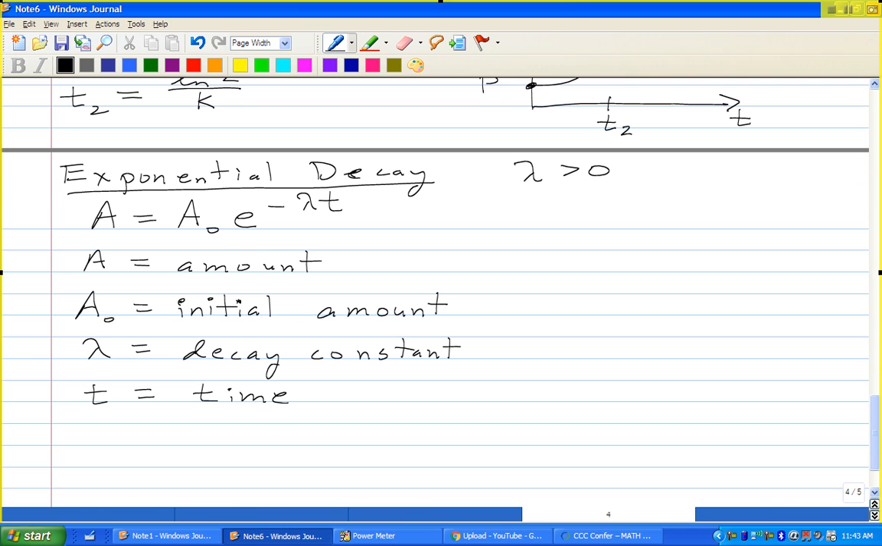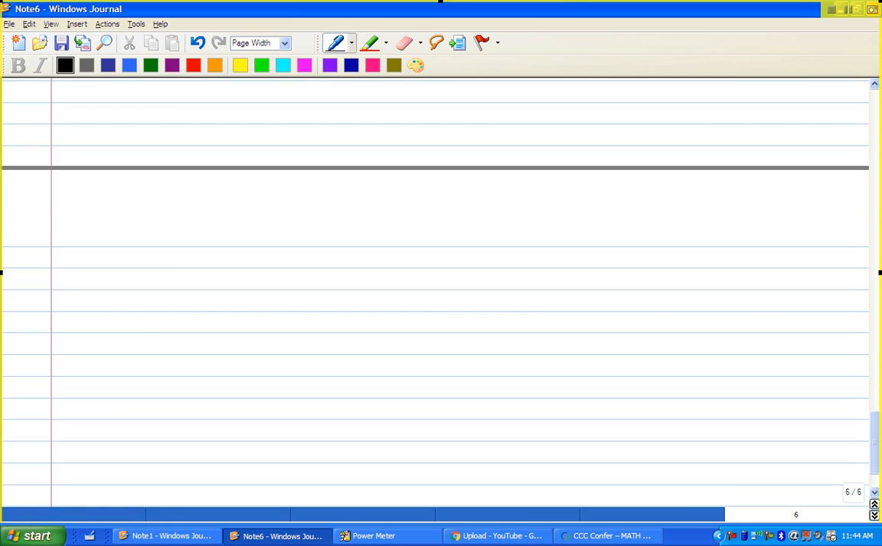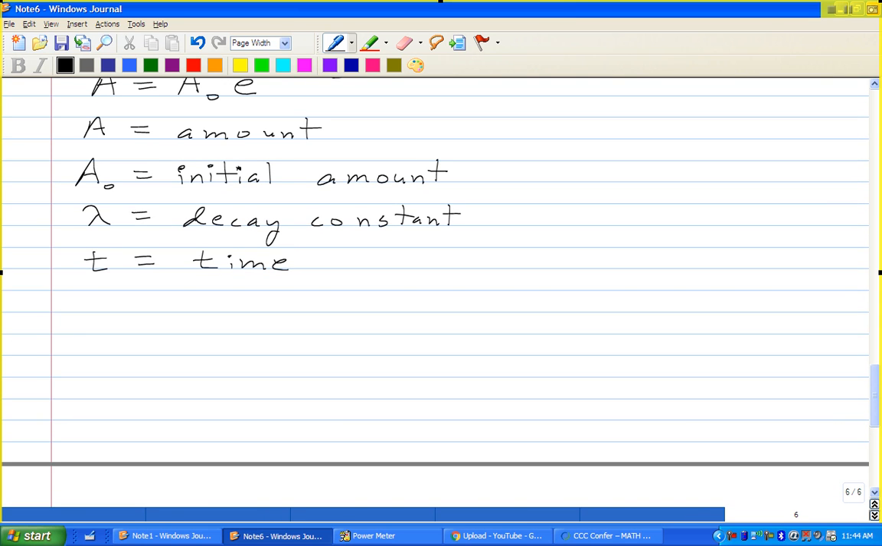Now, if you're doing this as a mathematician, we actually just write everything as A equals A sub 0 e to the kt, and then we let k be greater than 0 or less than 0. But chemists and physicists, they actually give it two differing letters, and so I'm giving it to you here as two differing letters because that's the way they do it in physics and chemistry.